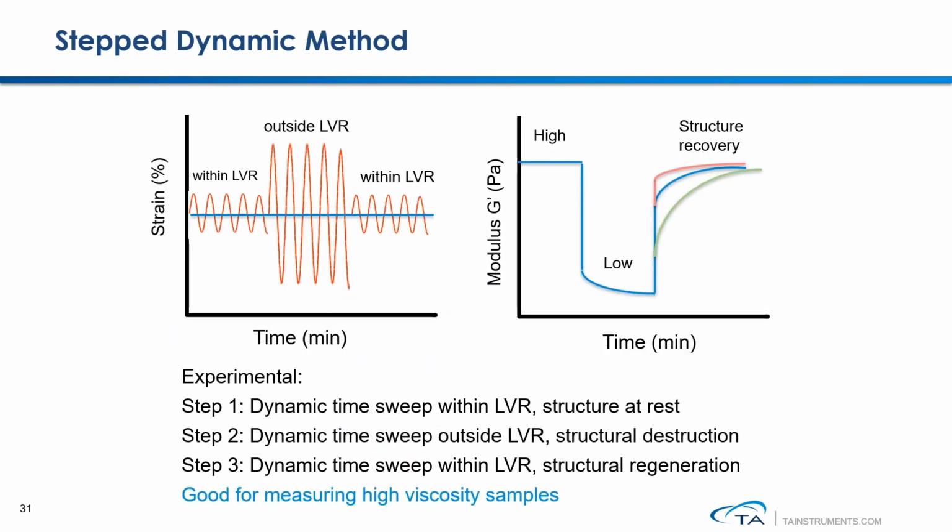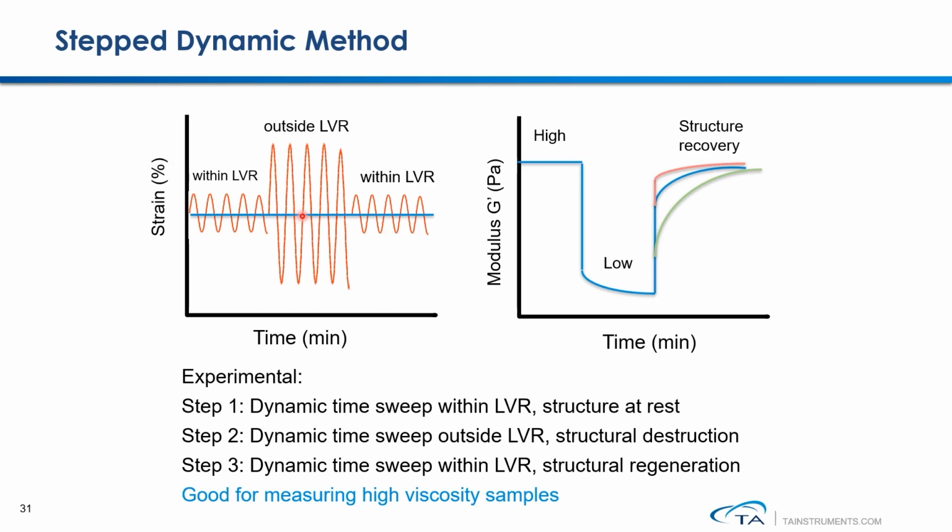Instead of doing a 3-step flow test, people also use a 3-step dynamic oscillatory test to measure thixotropy. In the first step, a dynamic time sweep is conducted using a strain that's in the linear viscoelastic region of the sample. The modulus measured in this step represents the sample structure at rest condition. And then in the second step, apply a large amplitude oscillatory shear to the sample using a large strain. This measurement is to destroy the microstructure of the material.